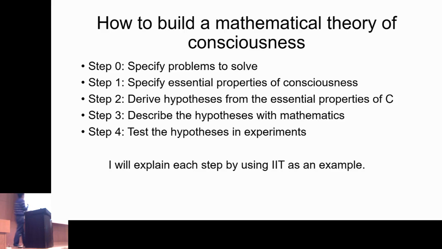Okay, this is the summary of how to build a mathematical theory of consciousness. I'll, of course, explain in detail each step by using IIT as an example. The first step, or step 0, is to specify problems to solve. This determines the scope of the theory. The next step is to specify essential properties of consciousness. This actually corresponds to the definition of consciousness. Step 2 is to derive hypotheses from the essential properties of consciousness. And the third step is to describe the hypothesis with mathematics.